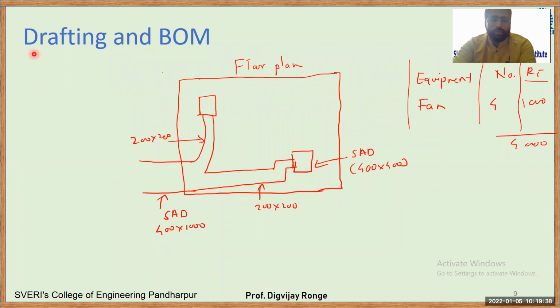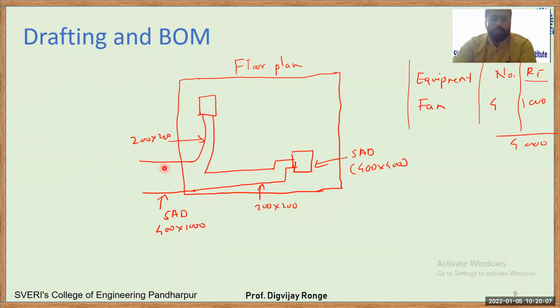Drafting and BOM. As an HVAC engineer, first you have to calculate the load, then select the air conditioning system, and then draft it on the architect plan. In the first step I told you we receive architecture drawings. In that you have to show this HVAC design. Suppose this is a floor plan given to you, you have to show in the top view these are the supply air diffusers, this is the duct, this is the duct sizing, etc.